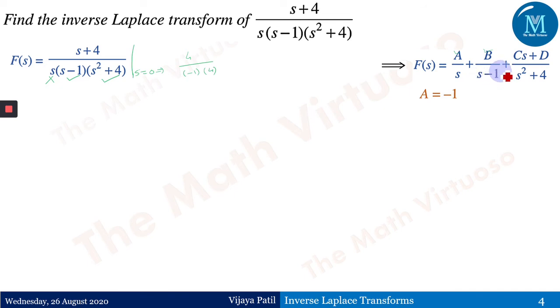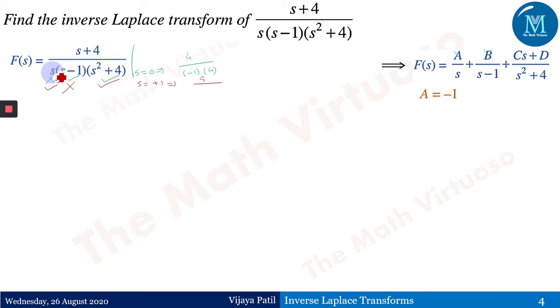So s minus 1 equals 0, that is, s equals plus 1. If I put s equals 1 in the numerator, the numerator will give me 5. I will put it here, not here, but here.